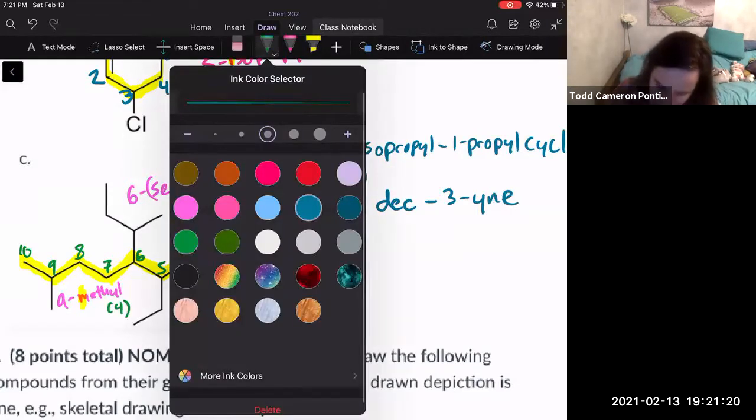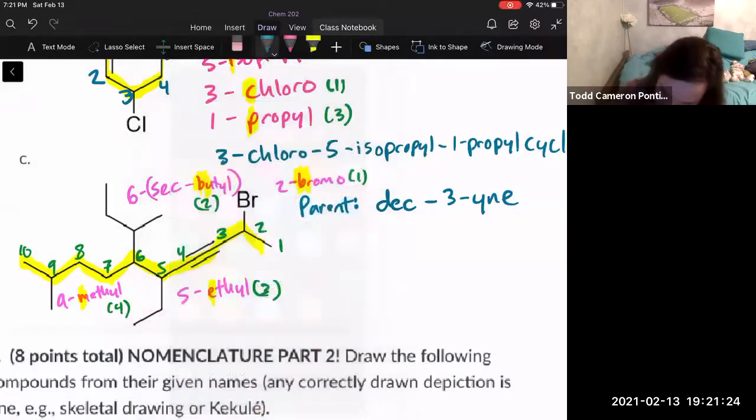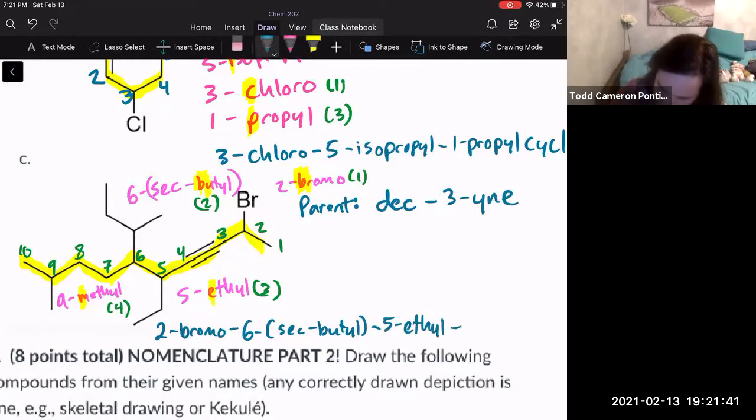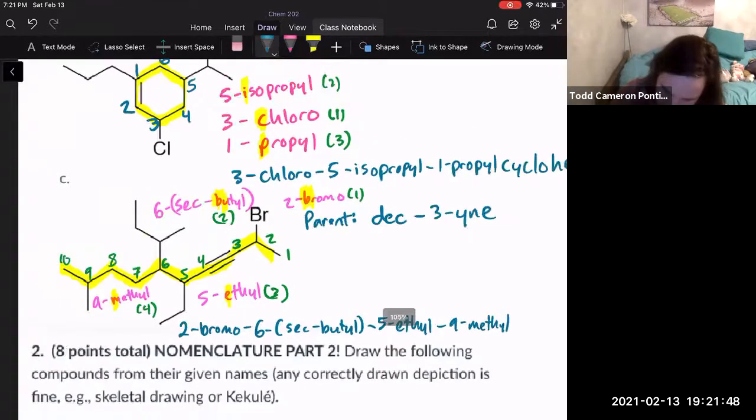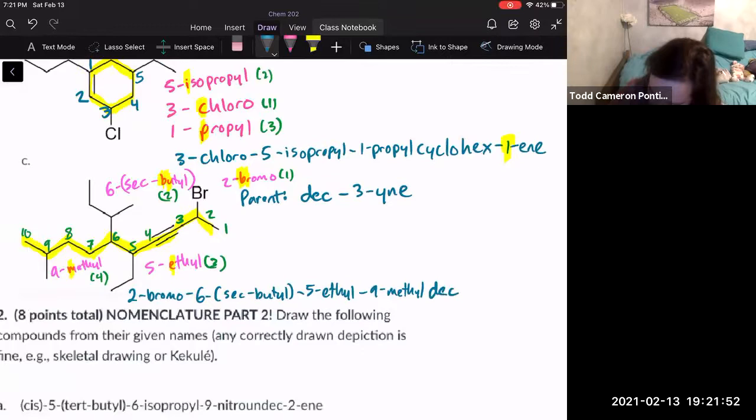So the full name of this molecule is going to be, okay, 2-bromo, 6-sec-butyl, 5-ethyl, 9-methyl, and then right into the parent name, dec-3-yne. 2-bromo, 6-sec-butyl, 5-ethyl, 9-methyl, dec-3-yne, or you could call it 2-bromo, 6-sec-butyl, 5-ethyl, 9-methyl, 3-decyne. Either one works, but I like to put the 3 right before the yne.